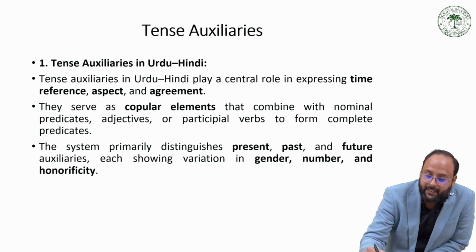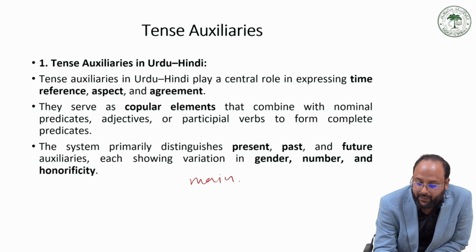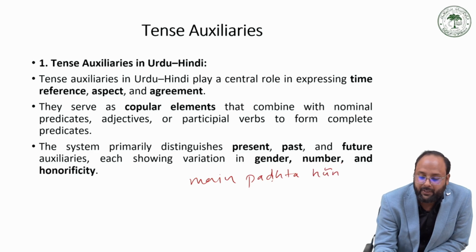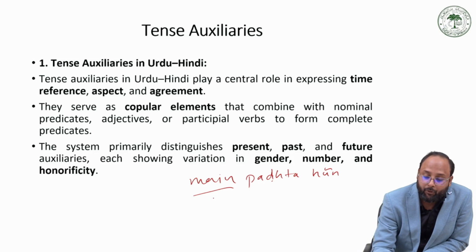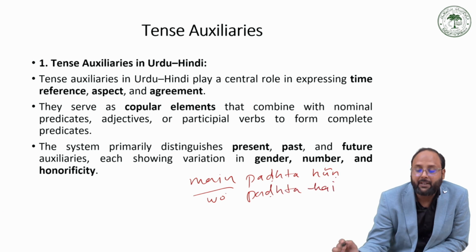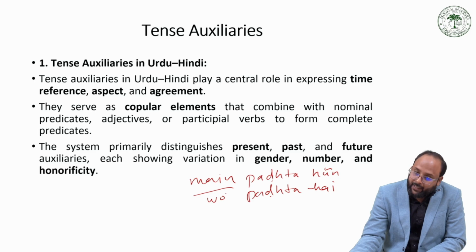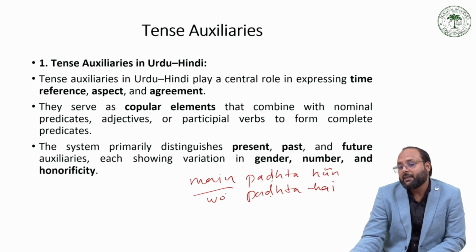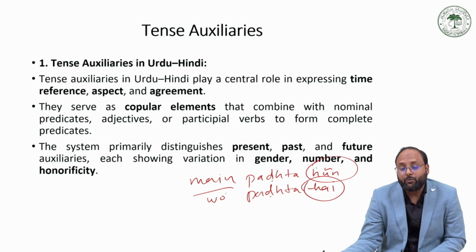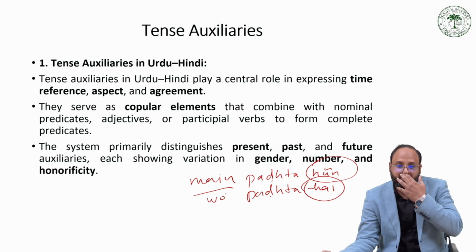If I am saying मैं पढ़ता हूँ, with the first person we have a different type of auxiliary. When I am saying वो पढ़ता है, we have है, and हम पढ़ते हैं and वे पढ़ते हैं. So we have different types of agreement with the use of auxiliary. We are using different auxiliaries for agreement with the person of the subject, in terms of number, in terms of tense, in terms of person.